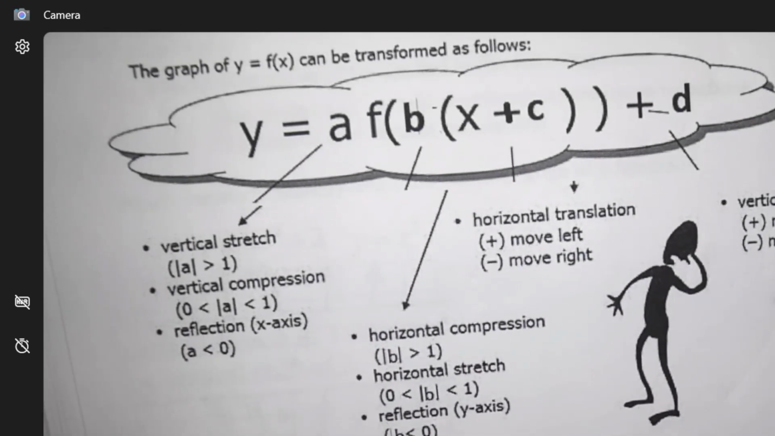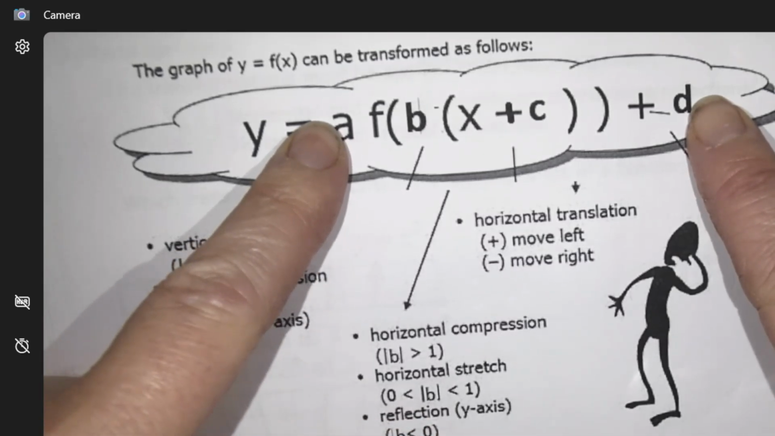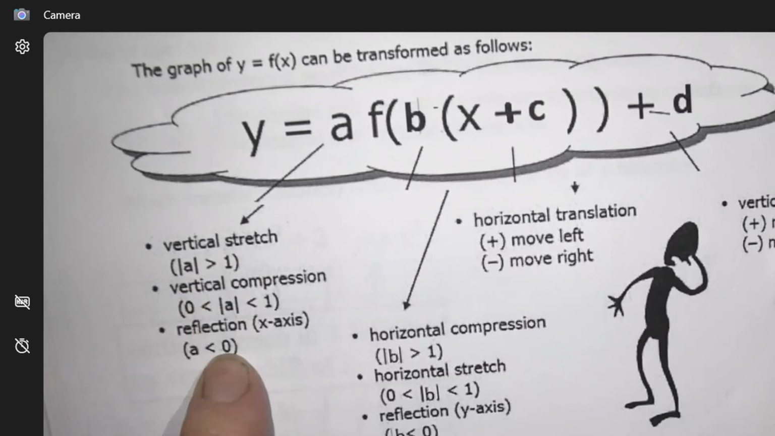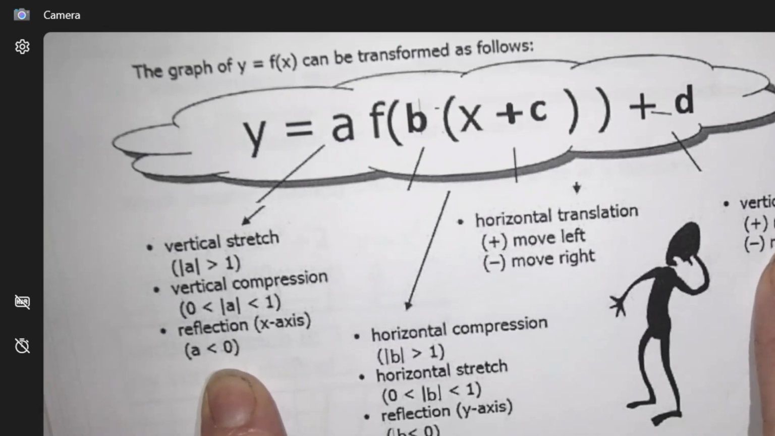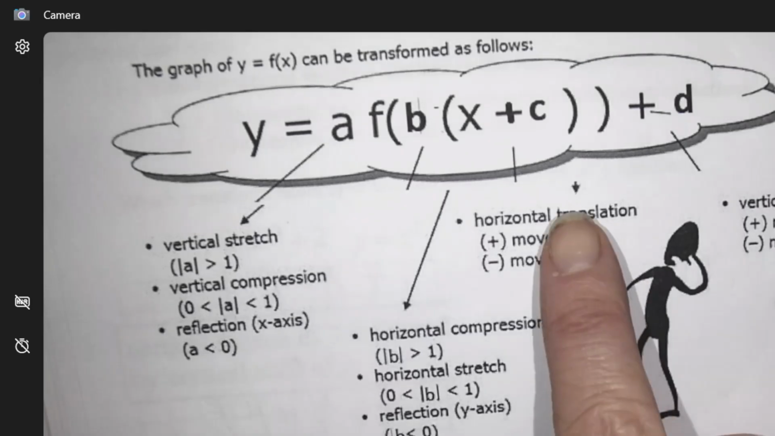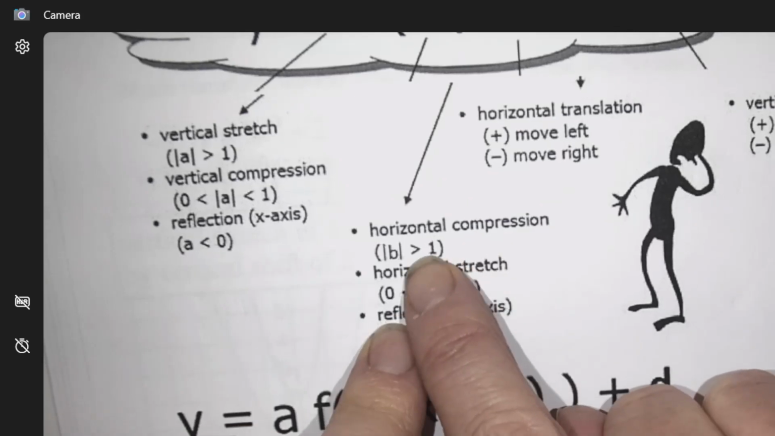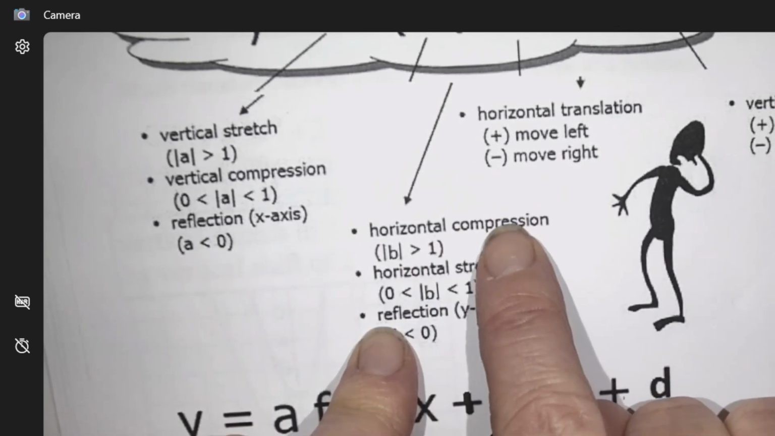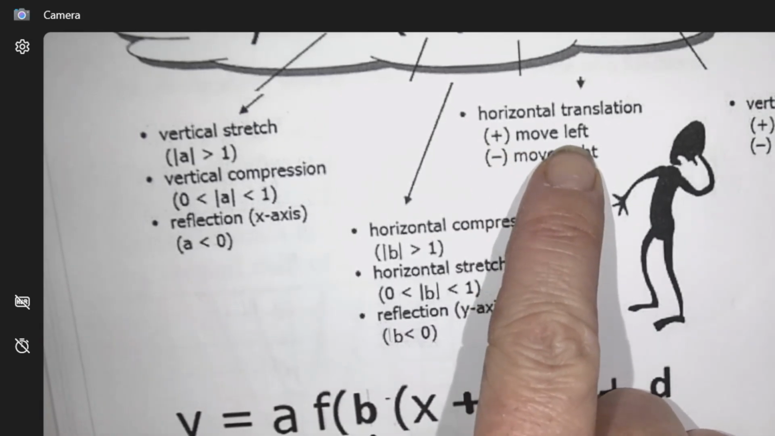Okay, so these are all the things that we wrote. So A and D change Y, so anything with that should be vertical stuff. So we talked about big, vertical stretch, small, vertical compress, and then we talked about negative, reflect it. Vertical translation, you're either moving up or down. B and C change your X, so horizontal. So look at this. If B is bigger than 1, the big numbers compress. That's opposite. See here? If it's a plus, it's actually moving left. Opposite.